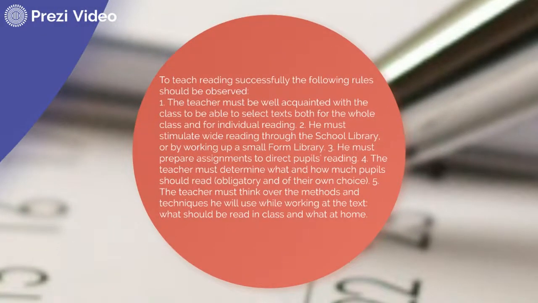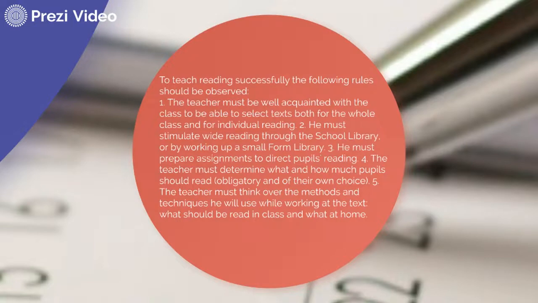To teach reading successfully, the following rules should be observed. The first, the teacher must be well acquainted with the class to be able to select text both for the whole class and for individual reading. The second, he must stimulate wide reading through the school library or by working up a small form library. The third, he must prepare assignments to direct pupils' reading.